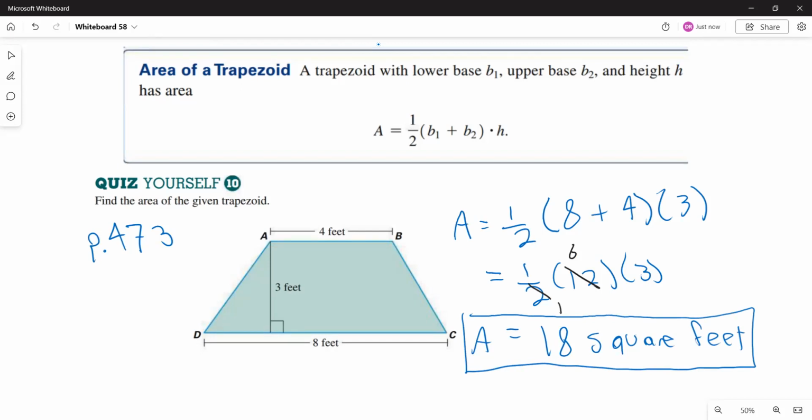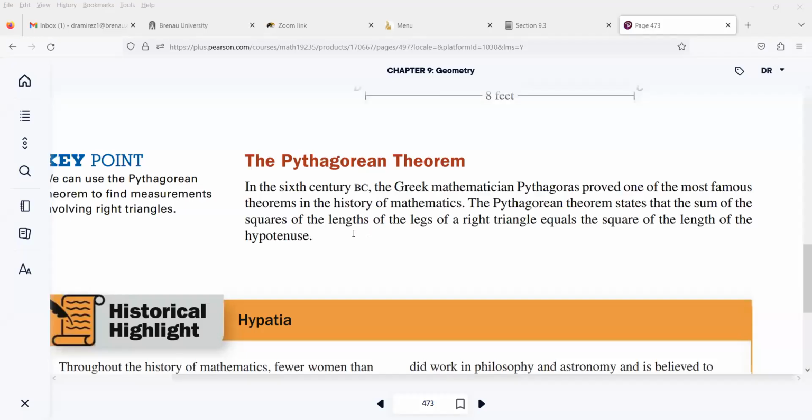Okay, back to triangles. I did one example with a right triangle. The first example we did involved a right triangle where two sides are perpendicular, so the height happens to be one of the sides. And the Pythagorean theorem involves right triangles. So in the 6th century, the Greek mathematician Pythagoras proved one of the most famous theorems in the history of mathematics. The Pythagorean theorem states that the sum of the squares of the length of the legs of a right triangle equals the square of the length of the hypotenuse.